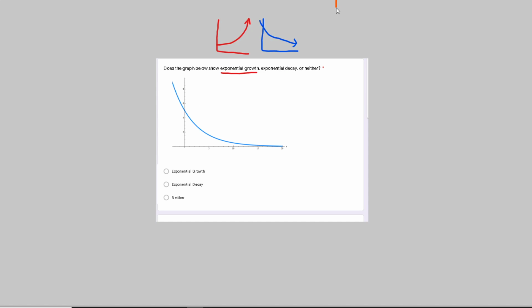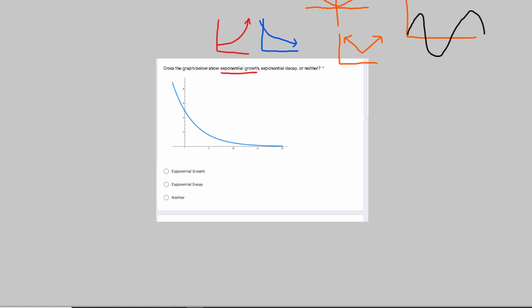Neither would be something like a quadratic. Quadratics look something like this. They look like those U's. Absolute value graph. That looks like a V. So also something you haven't really seen yet, but you will see later in high school. Sine graph. These would not be exponentials.